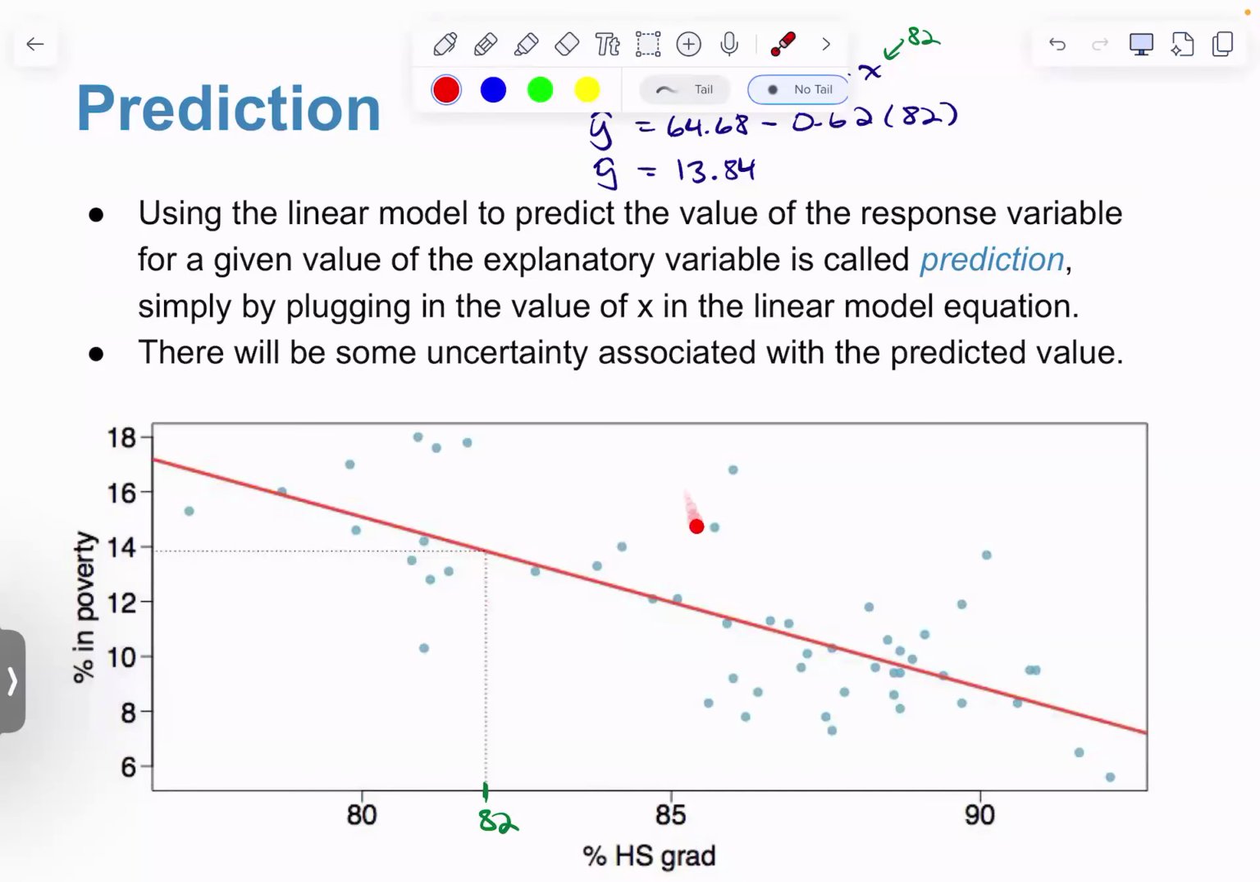Now, there's scatter around this line, right? And so there's some uncertainty associated with a predicted value, which we'll get to. Because we need to be able to say, how predictable is this model, and how reliable is my prediction? That depends on how much spread I have around my line.